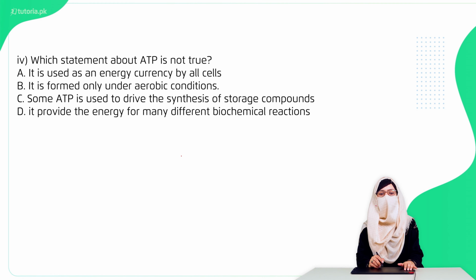Fourth है: which statement about ATP is not true. Option A it is used as an energy currency by all cells, option B it is formed only under aerobic conditions, option C some ATP is used to drive the synthesis of storage compounds, option D it provides the energy for many different biochemical reactions. The right option is option B it is formed only under aerobic conditions.